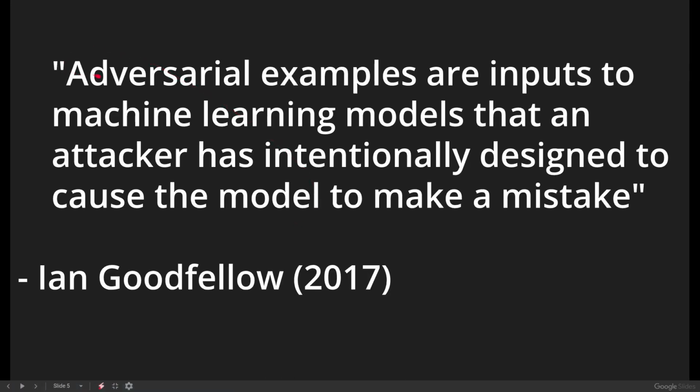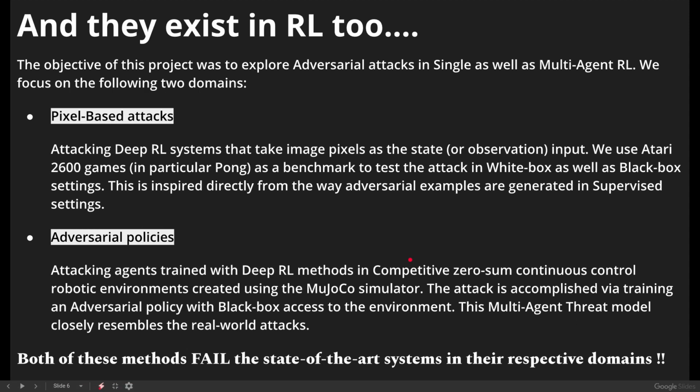Okay, so now being a bit more formal, adversarial examples are inputs to machine learning models that an attacker has intentionally designed to cause the model to make a mistake. This definition seems very simple, but it has a deep interpretation when we discuss the attacks further. And as you might expect, such attacks exist in reinforcement learning settings too. The objective of this project was to explore such adversarial attacks in single as well as multi-agent domains.